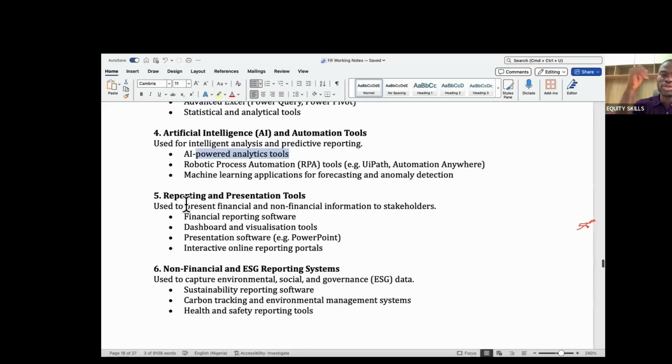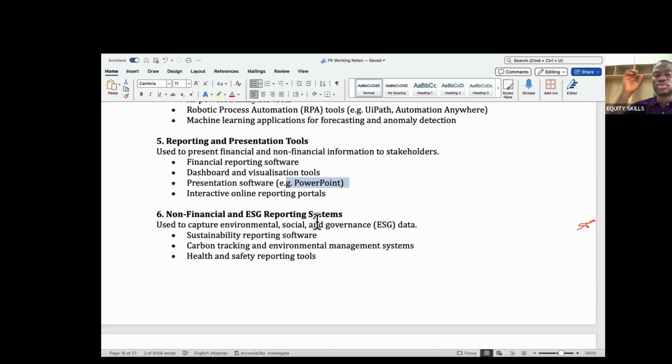Another area is reporting and presentation. The popular one for presentation is PowerPoint, that we all know. But there are other dashboard and visualization tools or financial reporting software that can help us with our presentation. Or there are some interactive online reporting portals. There are a lot of software out there that does all of this, but it's an area that technology has also taken over, financial reporting and presentation.